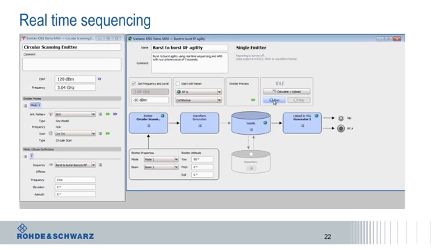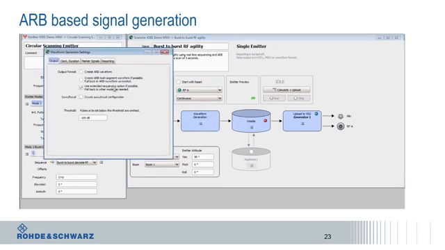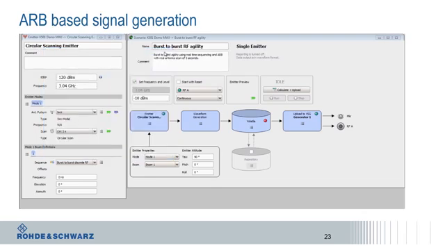In the next slide, we will see how it looks for ARP-based signal generation. We are using the same scenario, but instead of using the extended sequencing mode, I'm now using the ARP mode. So I will go back to a simple creation of an ARP waveform. Of course I have to select a certain sample rate, and in this case I select 200 MHz in order to create a decent signal quality.